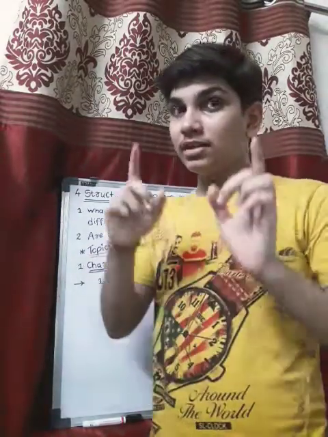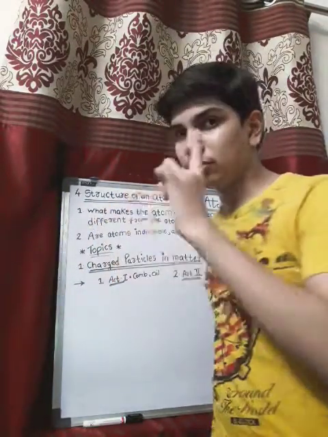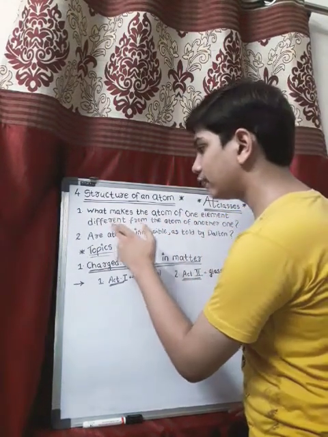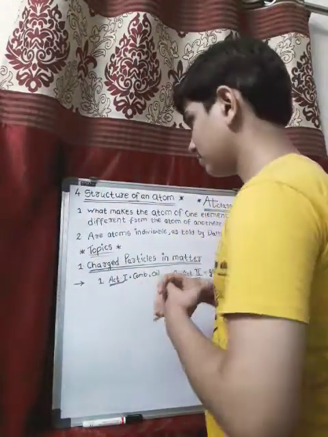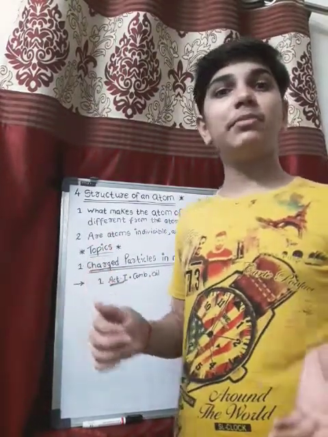After learning these three lessons, remember and hear it very carefully. The first question, do listen: what makes the atom of one element different from the atom of another one? Now it's your time to think and react. We are learning chemistry, so please visualize this. What makes the atom of an element different from the atom of another element?